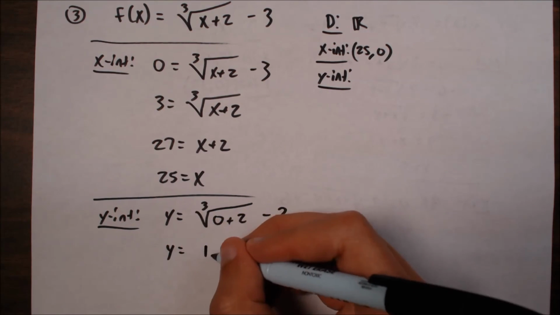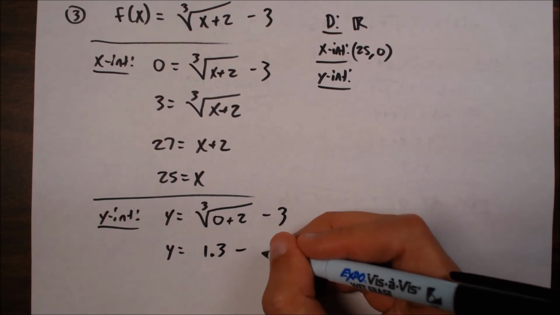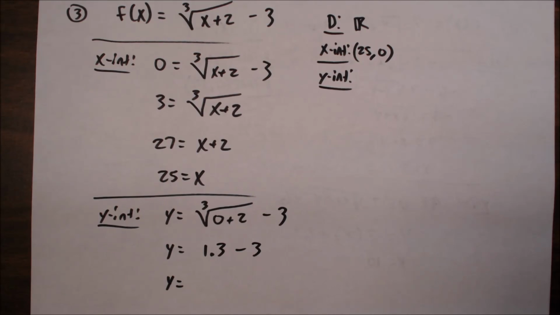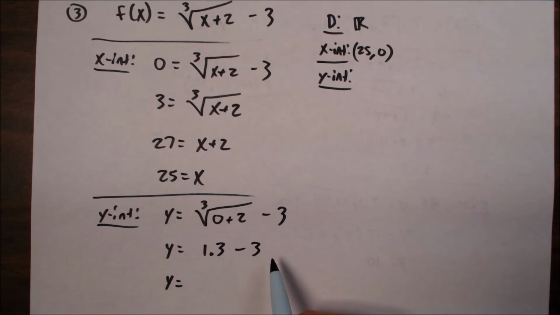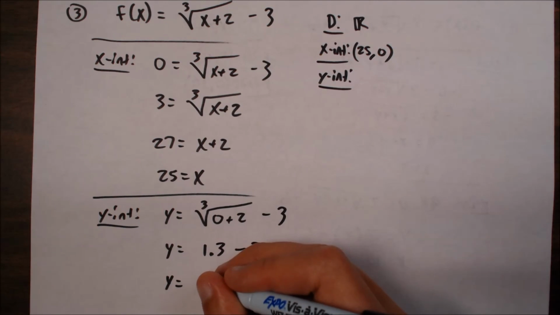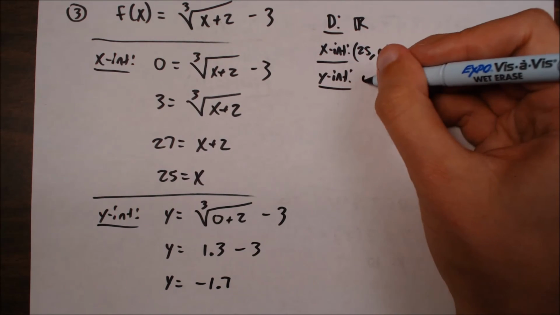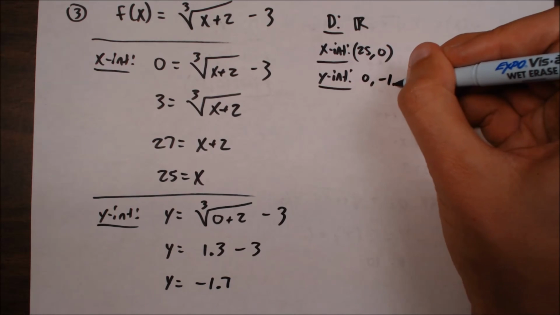Okay, so I've got 1.3 minus 3, okay? And that's going to be, if I do 1.3 minus 3, that's going to be negative 1.7. So the y-intercept is 0, negative 1.7.